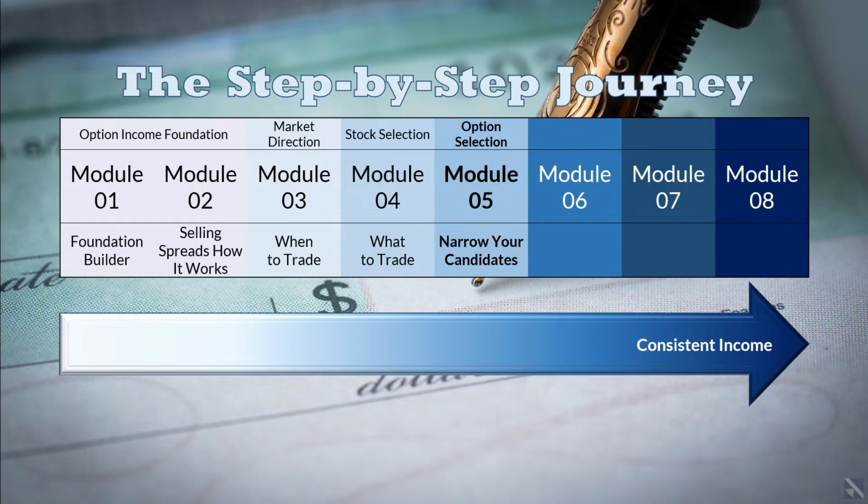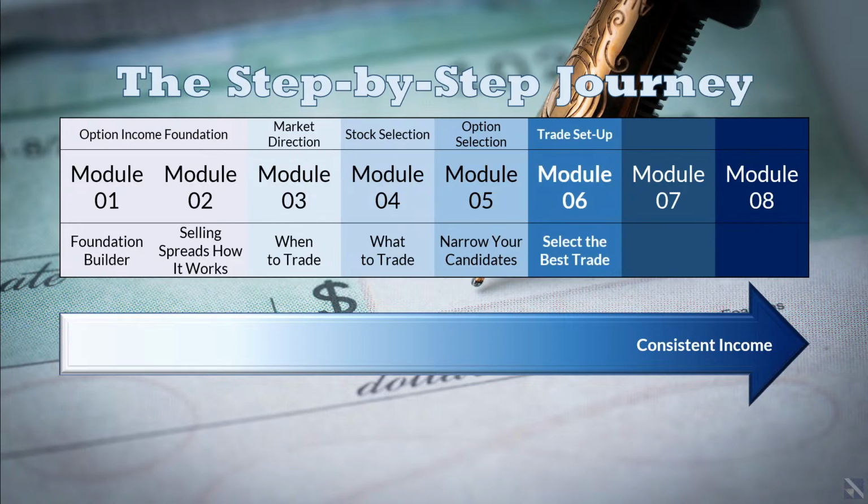Now that you got your list of stocks, it's time to narrow it down to the best option candidates. This is going to give you the highest probability for profits. By using the rules in this module, you'll make sure you're getting paid top dollar for your trade, so you can make money even if the stock goes nowhere.